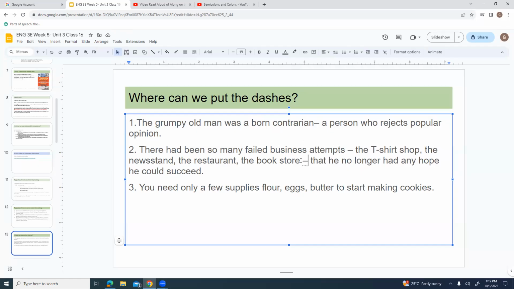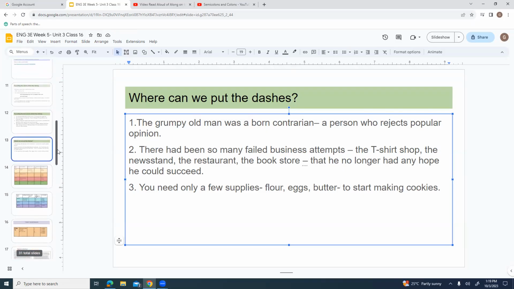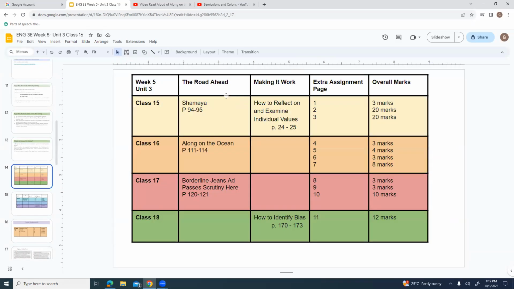You only need a few supplies, flour, eggs, butter, to start making cookies. Okay. Right here is a little tiny list starting. Flour, eggs, and butter. And then the list ends here. So we're going to use a dash to kind of close it there. So it just sets off the list visually so you can see it. It helps you read it and understand what's going on. Okay. So we're going to move on.